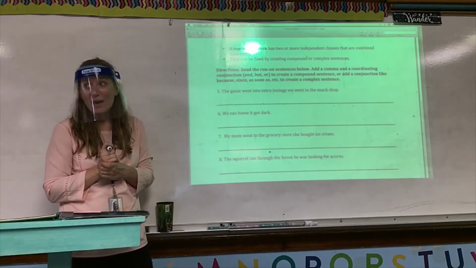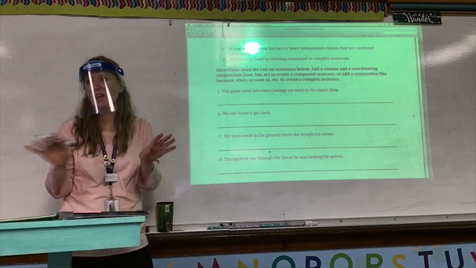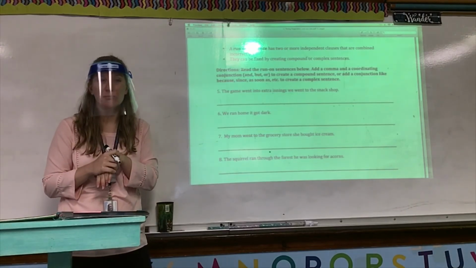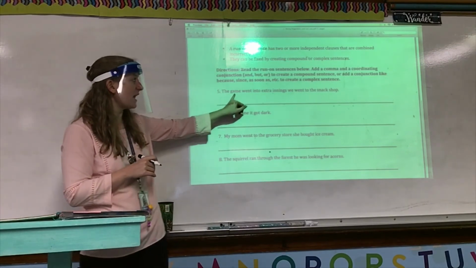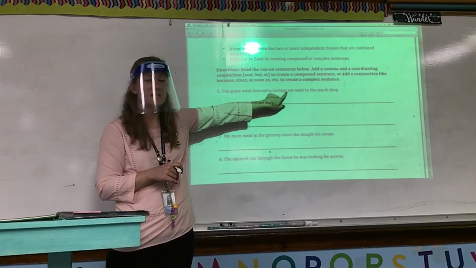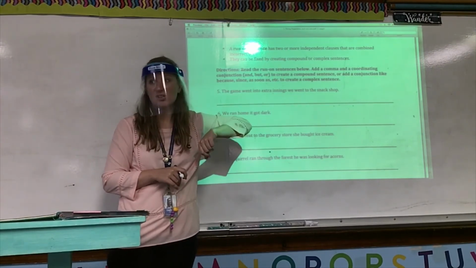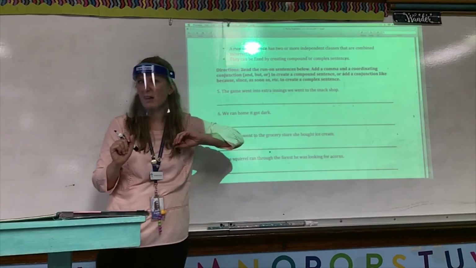We could make this into a complex sentence, but we'd have to put the dependent clause first, and I don't want to do that this year. Because we could say, when the game went into extra innings, comma. So when the game went into extra innings would be the dependent clause. We went to the snack shop. But we're not going to do that this year.